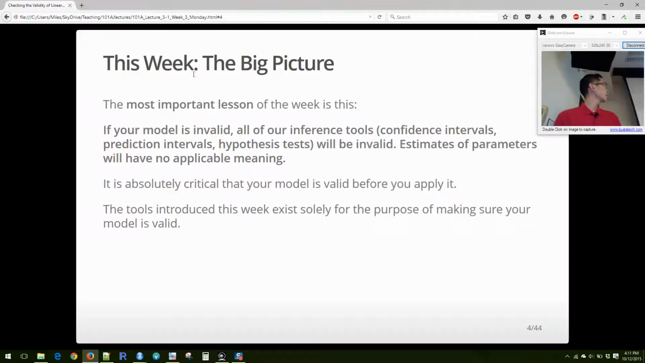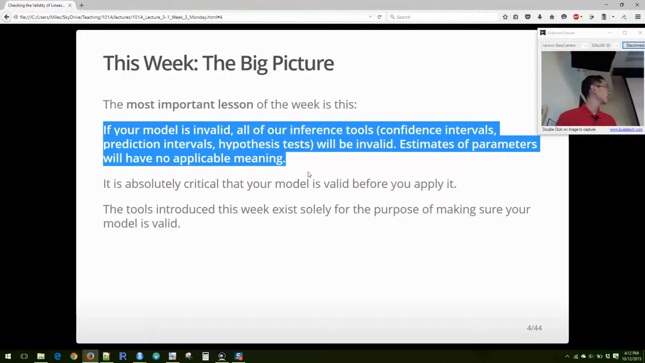All right. The big picture, the most important lesson of the week is this. If your model is invalid, all of our inference tools, confidence intervals, prediction intervals, hypothesis tests, your p-values, all of that stuff will be invalid. If your model is invalid, all of these statistical tools are no good. Estimates of parameters will have no applicable meaning. So it's absolutely critical that your model is valid before you do any kind of application with it, before you make interpretations or make decisions with it. Make sure that your model is valid.